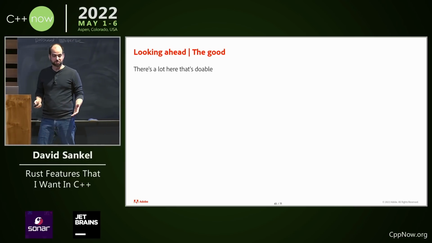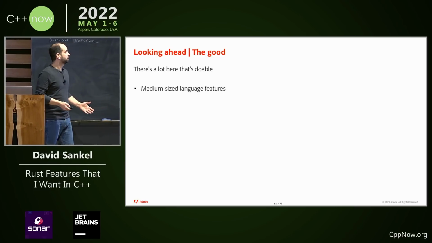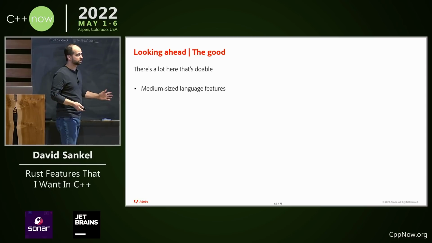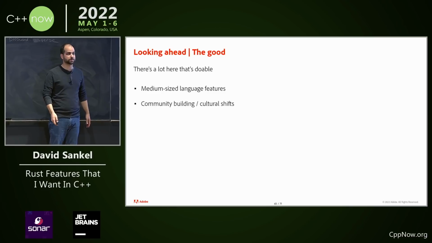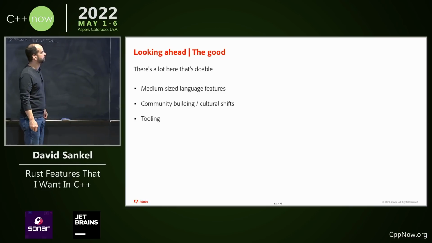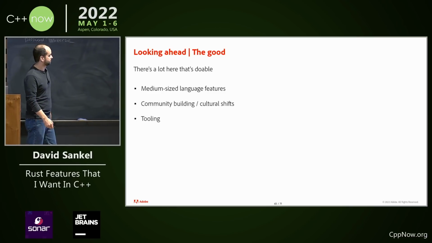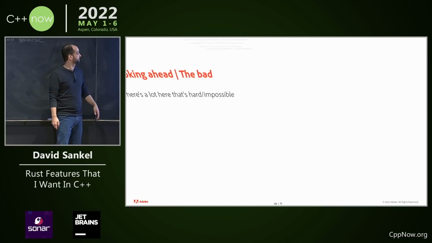Looking ahead, there's a lot here that's doable. There really is. Medium-sized language features, we could do that. Community building, cultural shifts, these are things that we can do. This is totally doable. We will do. Nice. Tooling, we can do tooling.